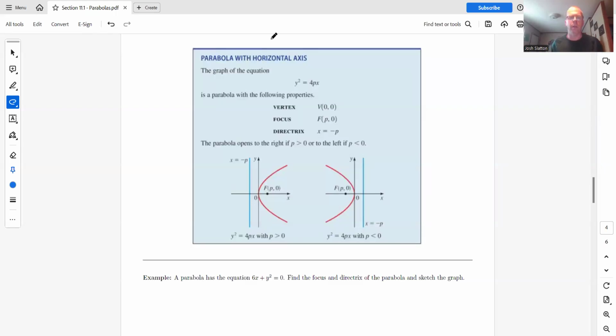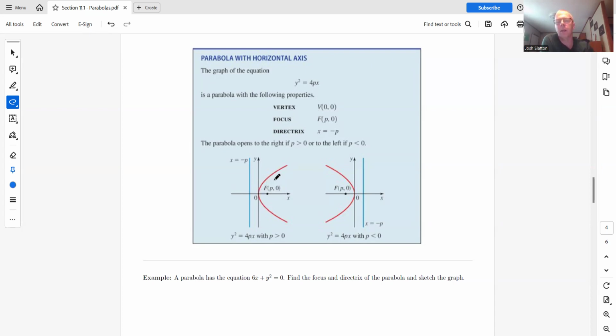All right, so in this one, we're going to look at parabolas with the horizontal axis that open up sideways, if you will. So obviously these are not functions, but we can still talk about them. And basically everything is reversed. So the vertex is still at the origin. That doesn't change for this section.